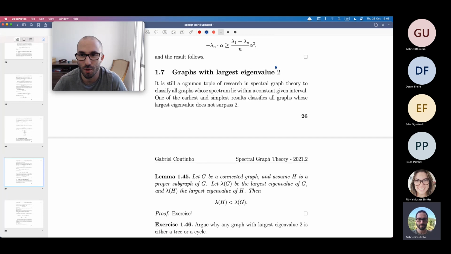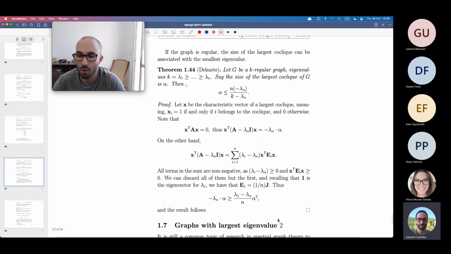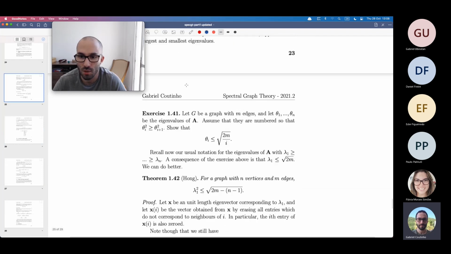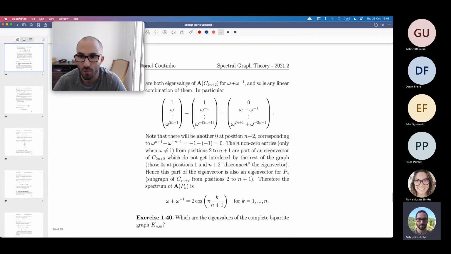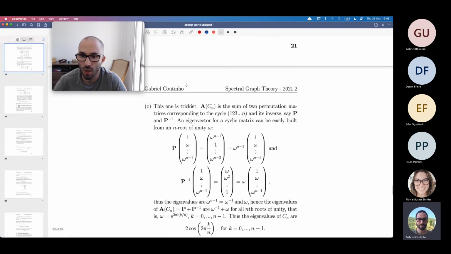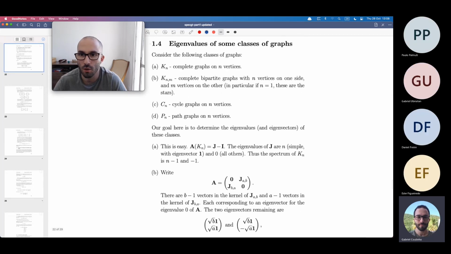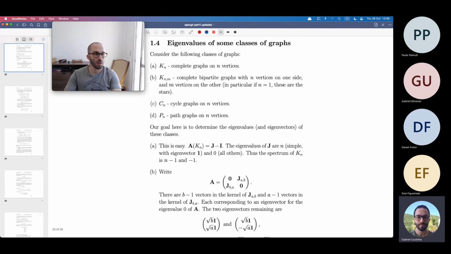I'm pretty sure I won't be able to cover everything, but I will possibly choose some of the things to discuss and see how we go. But the first topic, which was already prepared and planned for today, is this discussion on how to compute the eigenvalues for some classes of graphs. Classes that you should know about.